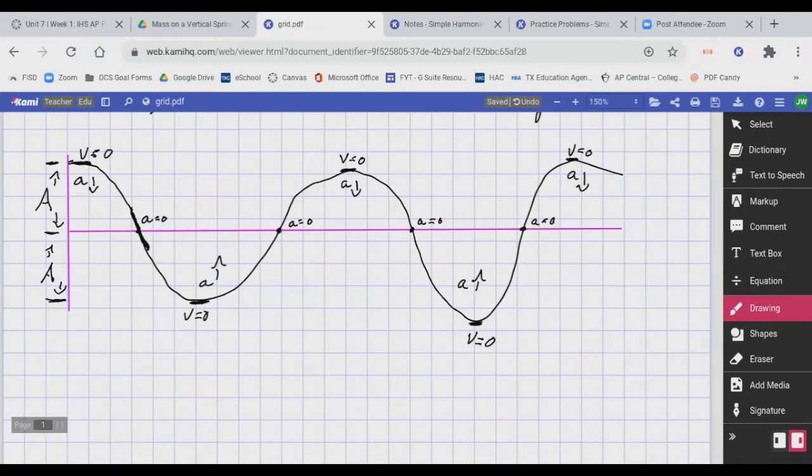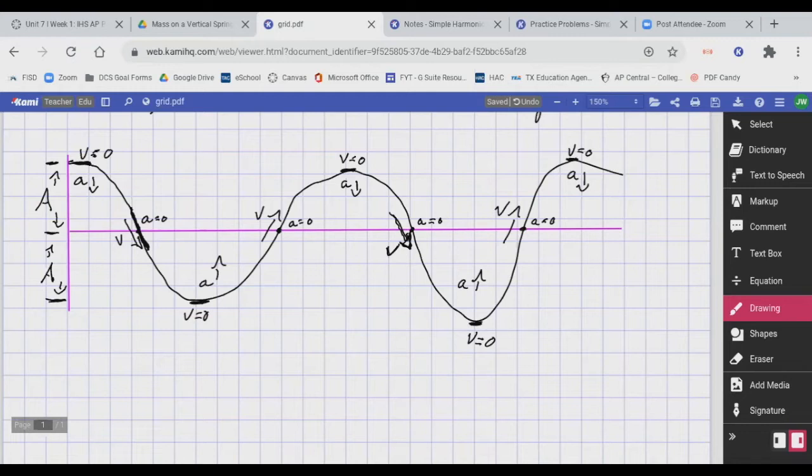And here, if I draw an arrow, velocity here is going down. Here, velocity is going up. Velocity is going down, and then velocity is going this way. Let me clean this up just a little bit. So the slopes indicate our velocity. We can see that acceleration is always pointing towards equilibrium, and velocity is 0 at the tops and the bottoms.